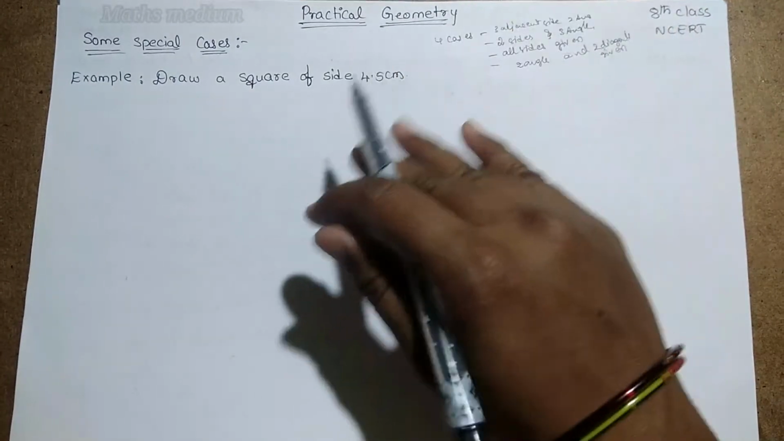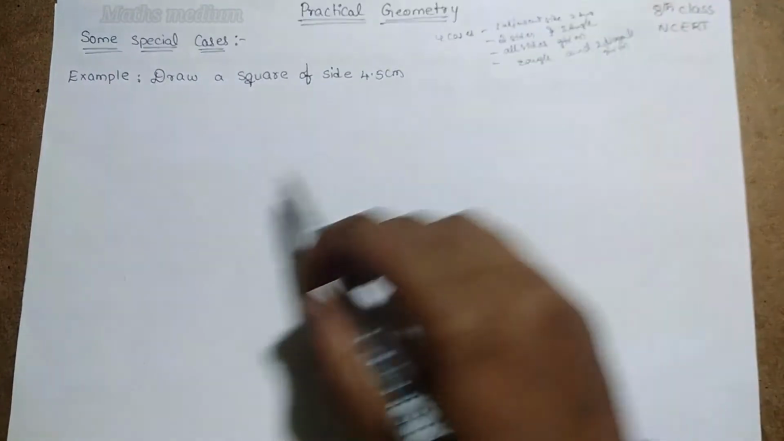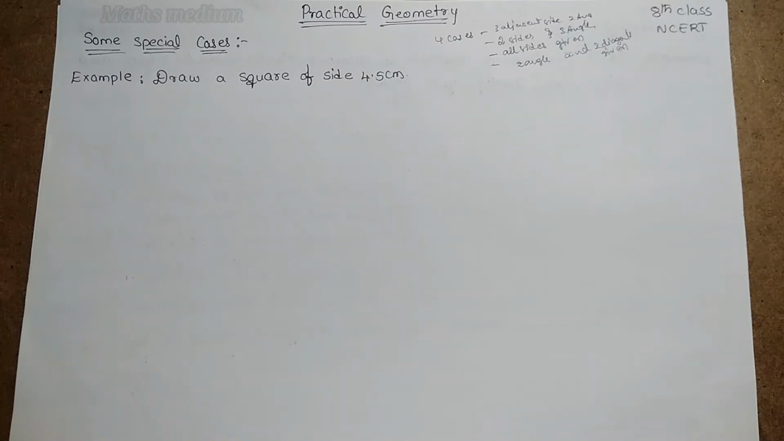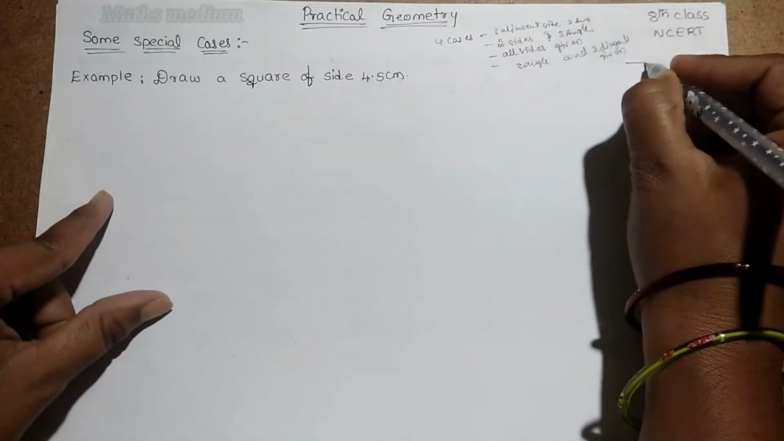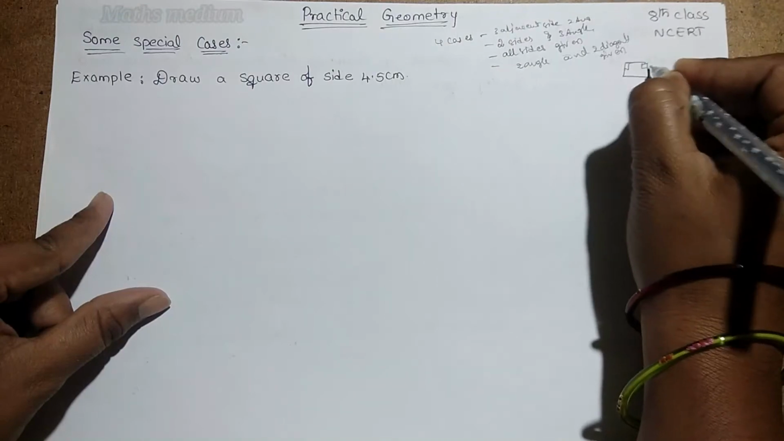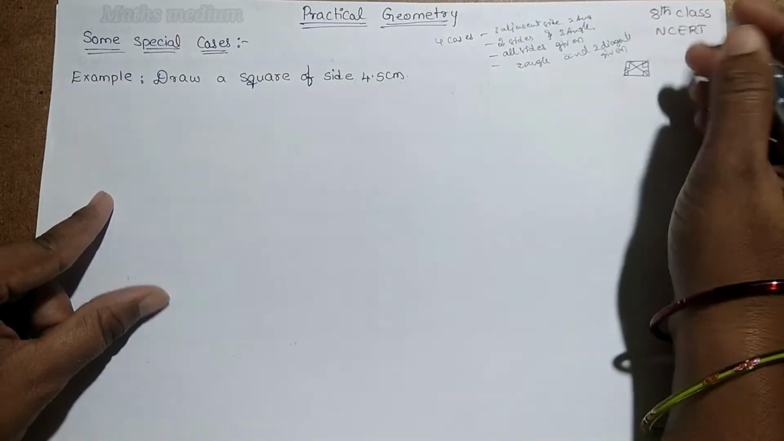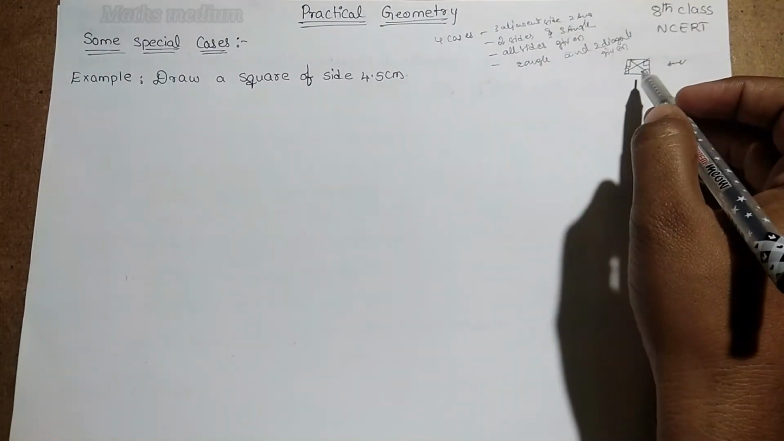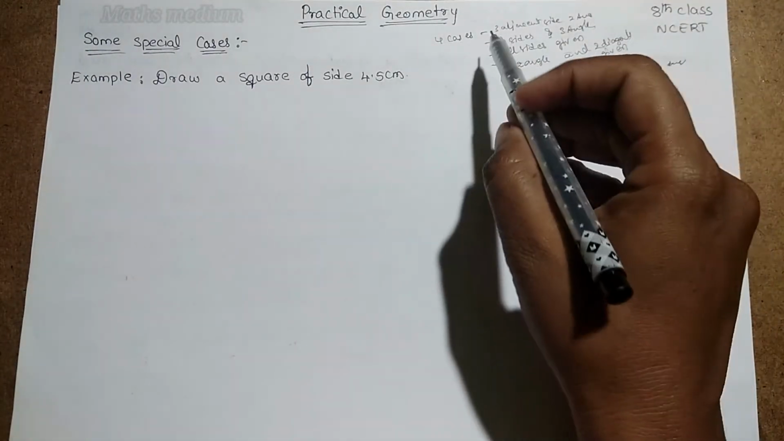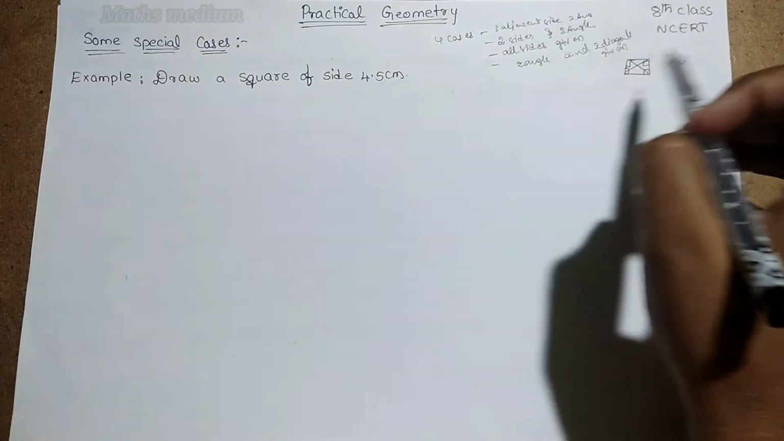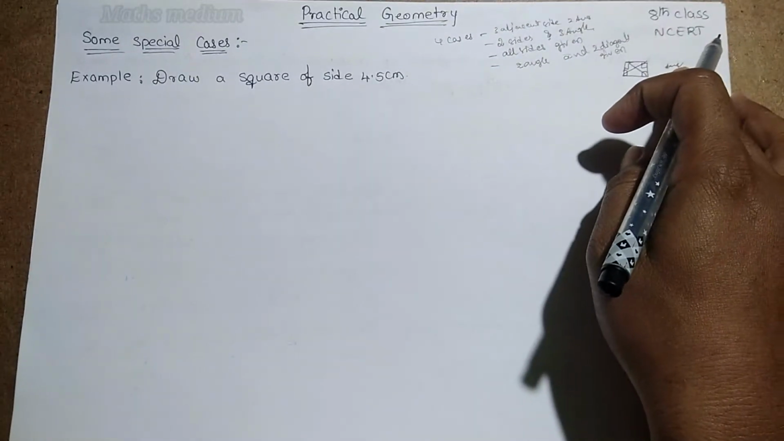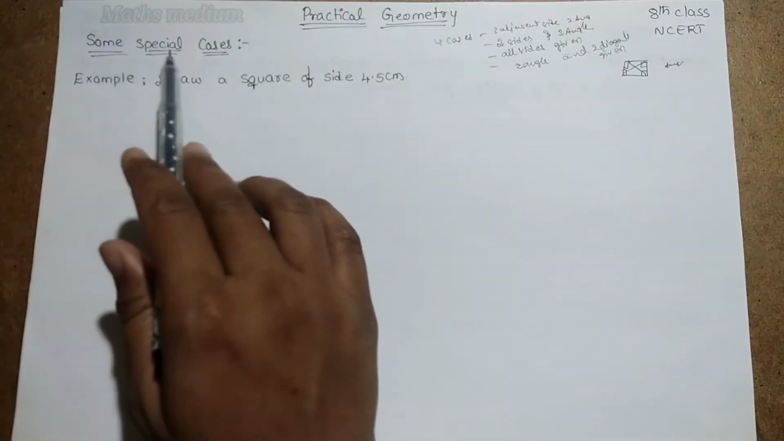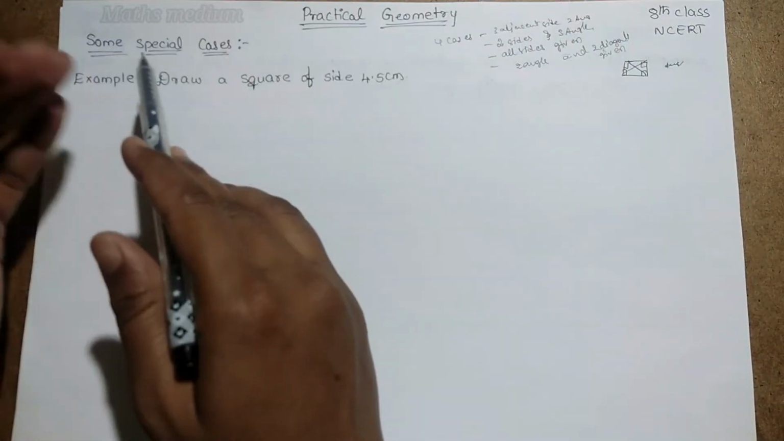And coming to here, apart from these 4 cases, we have another case, that is some special cases. We have to construct a quadrilateral. So we need 4 sides and 4 angles or 2 diagonals. This is a basic quadrilateral construction. Apart from these angles and diagonals, these are the 4 cases where we constructed a quadrilateral already. But coming to here, it is some special cases. The name itself is telling us that this is special.